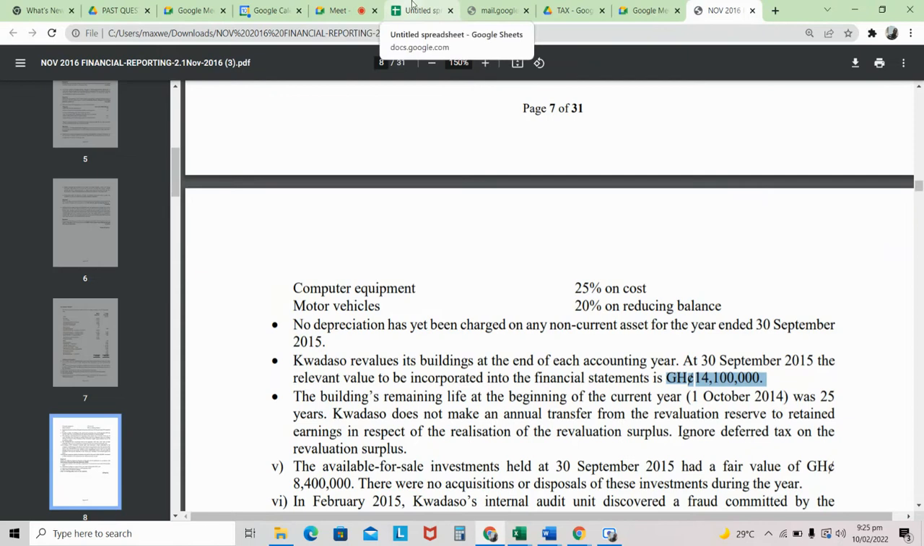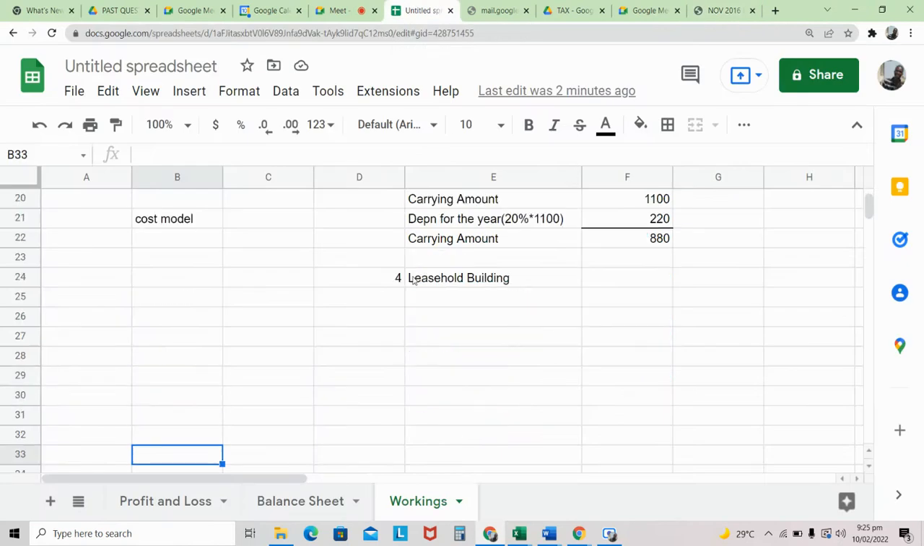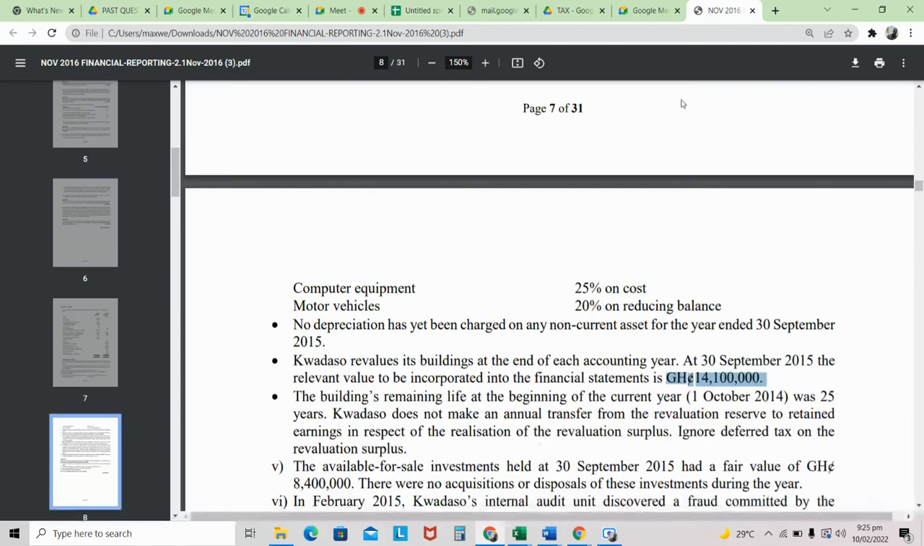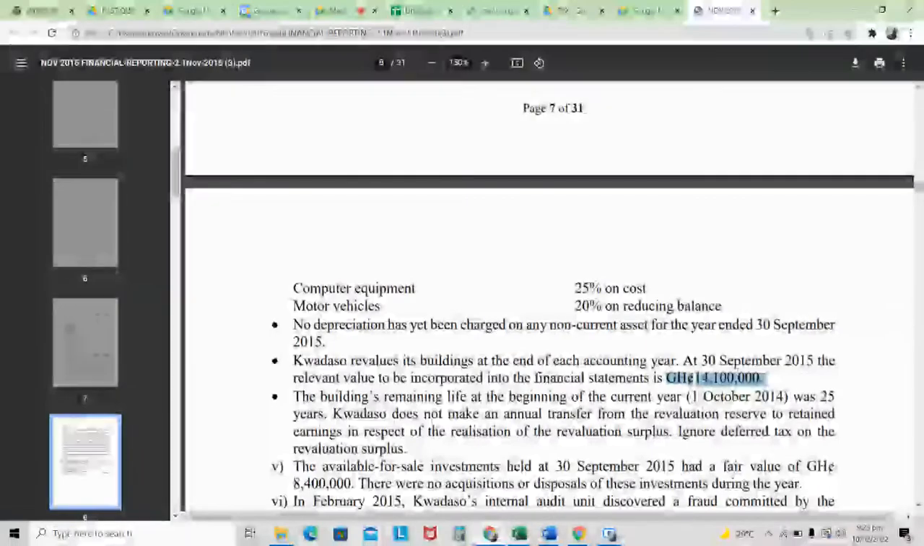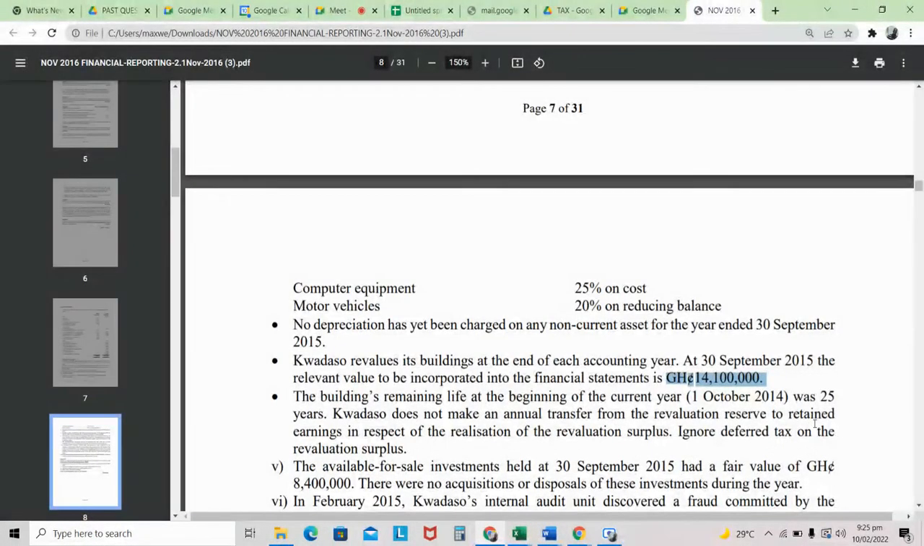So let's see how we can find the carrying amount of this leasehold building. We will start with building at valuation. This is the opening balance. It was 14,000. And when they did the revaluation last year, what was the remaining useful life? The remaining useful life of the building was 25 years.